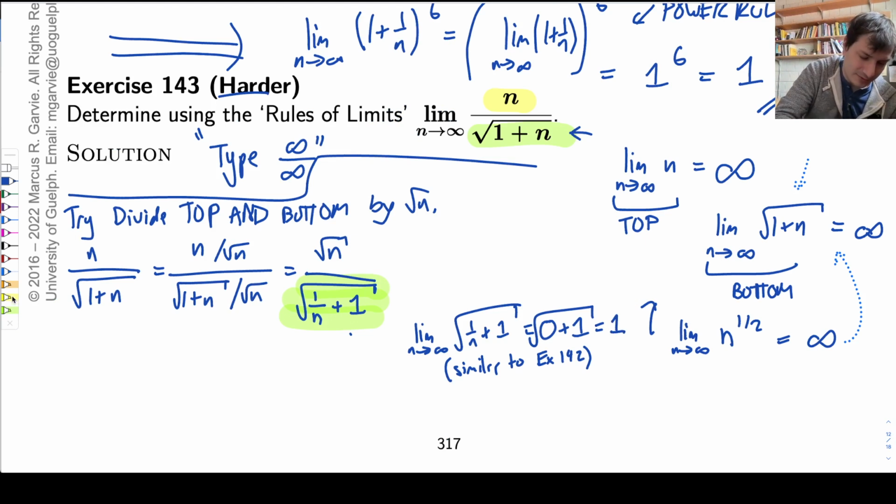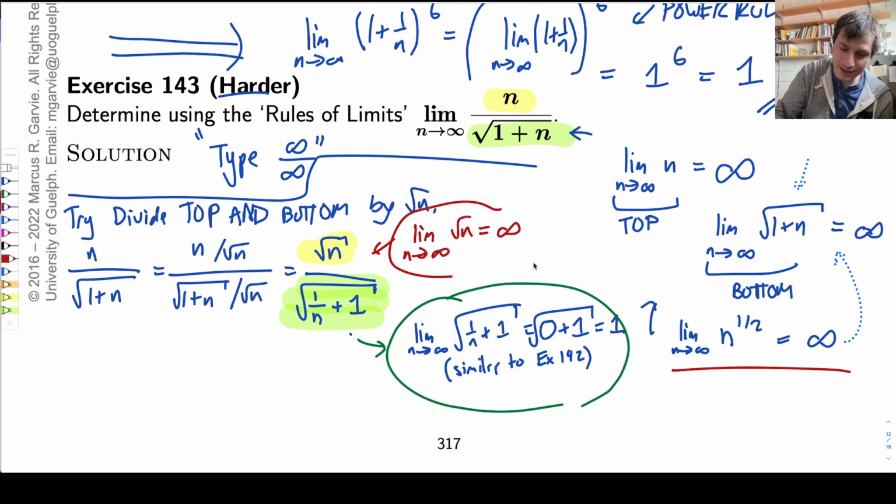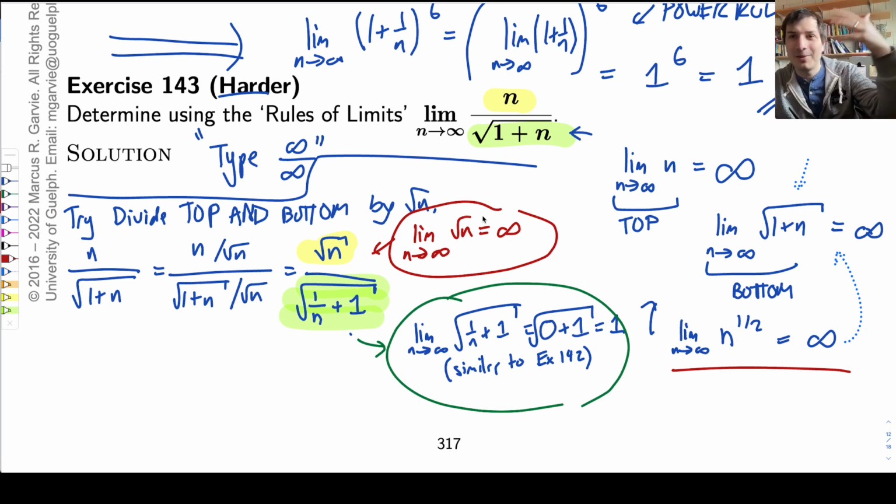What is the top doing? That was the bottom. This is the sort of work for the bottom. Let's look at the top now. What is the top doing? The top is the square root of n, and that limit is infinity. We did that one already. The limit as n goes to infinity of square root of n is infinity. So the top is getting bigger and bigger and bigger, and the bottom is getting closer and closer to 1. So this is kind of a situation of infinity divided by 1.